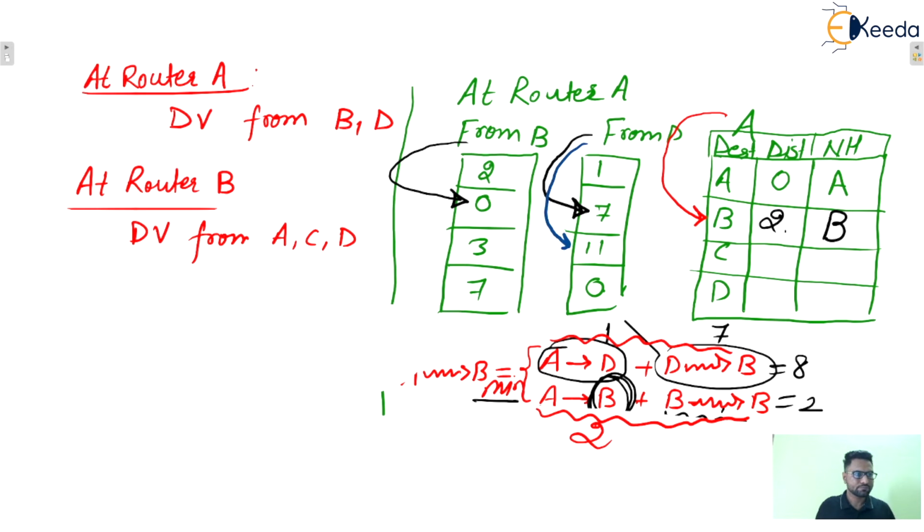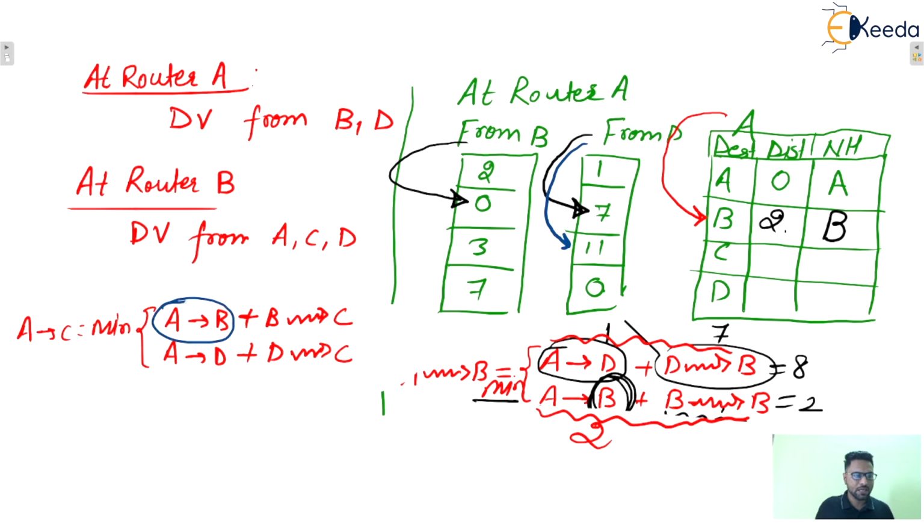Let's say A to C. So A to C is the minimum of going via B or D, because B and D are the two neighbors. Then B to C and D to C. Now you tell me A to B. A knows about B because B is the neighbor. So A to B distance is 2. And B to C we will get from the distance vector of B, that is 3.